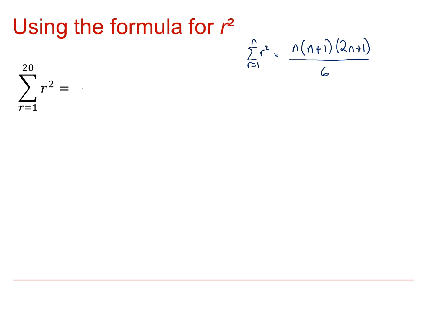OK, in this sum n is 20, so I've got 20 times 21 times 41 all over 6, and that comes out to be 2,870.